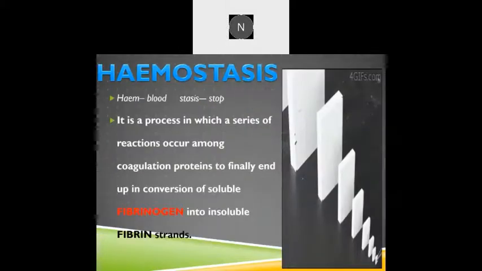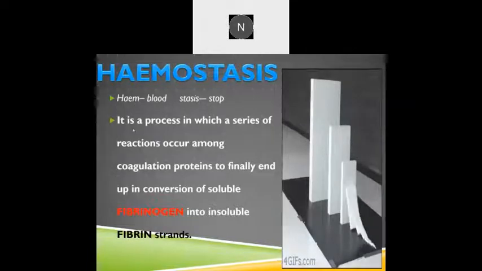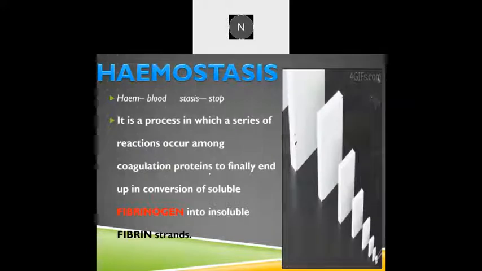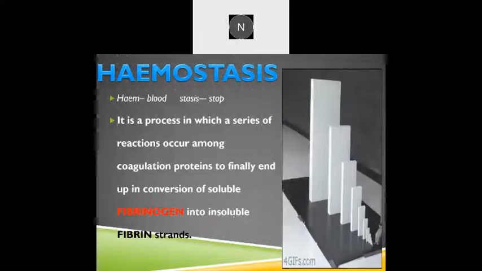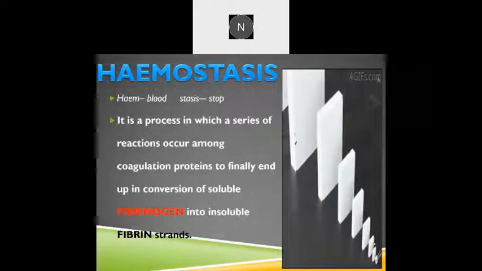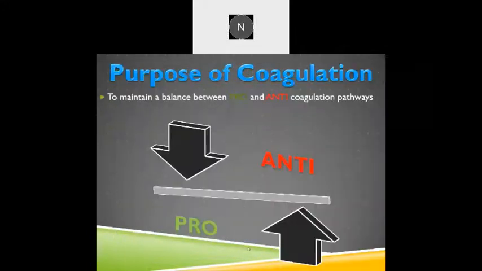This is what Dr. Ammo said. Heme means blood, stasis means stop. But it is a process in which a series of reactions occur among coagulation proteins to finally end up in conversion of soluble fibrinogen into insoluble fibrin strands. This is the full definition. So this is how, like a pack of cards falling down, you get this sort of reactions going on. And the purpose of coagulation is to maintain a balance between pro and anticoagulant pathways. So it should always be balancing between each other.